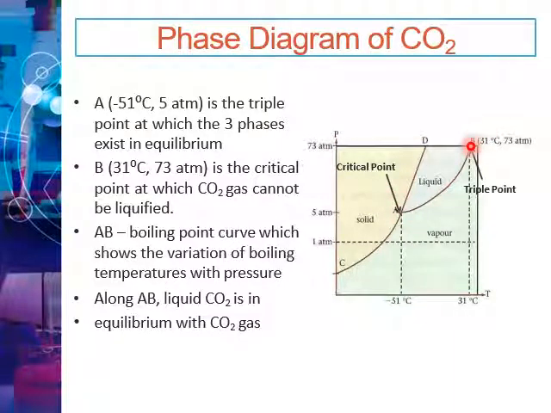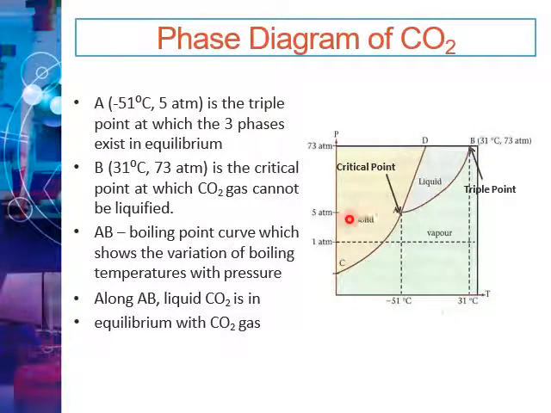This is the critical point, beyond the temperature and pressure at which the highest liquid could liquefy into gas. So this is the critical point, and this is the triple point. The triple point is the point of equilibrium between solid, liquid, and vapor, while the critical point is a point beyond which the gas cannot be liquefied.